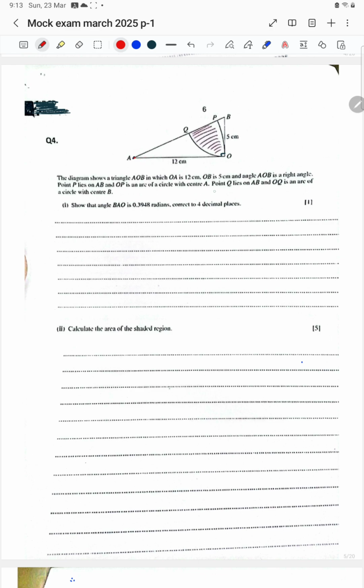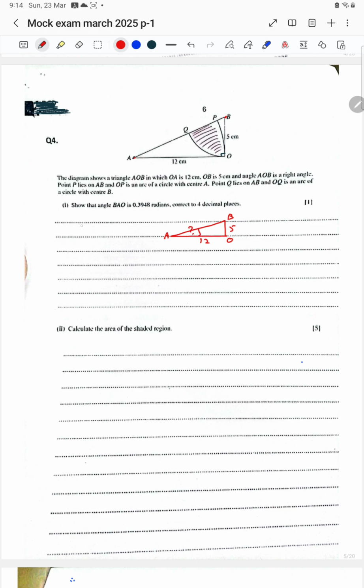Okay, and Q lies on AB and OQ is an arc of the circle with center B. We have two arcs inside the triangle. Show that the angle BAO is this one. Okay, so 1 mark question. Simple one. BAO, see this. This is 12. This is 5. BAO, we have to find this one.